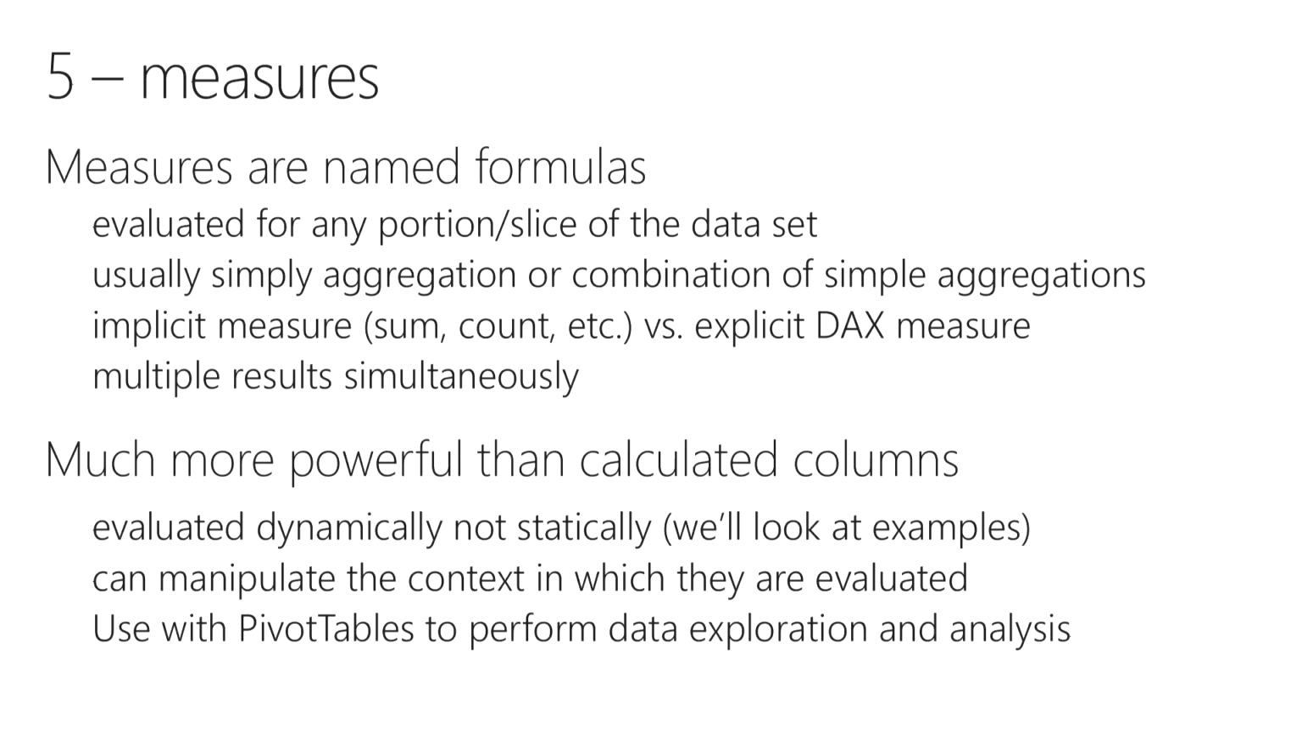That's different from a DAX formula where you actually write the formula and where you can do much more powerful and much more complete and complex things. And so we just call those simple ones, where we've just dragged the column in, an implicit measure. And then the explicit DAX measure is where you write a formula. Remember that a measure will always generate multiple results simultaneously.